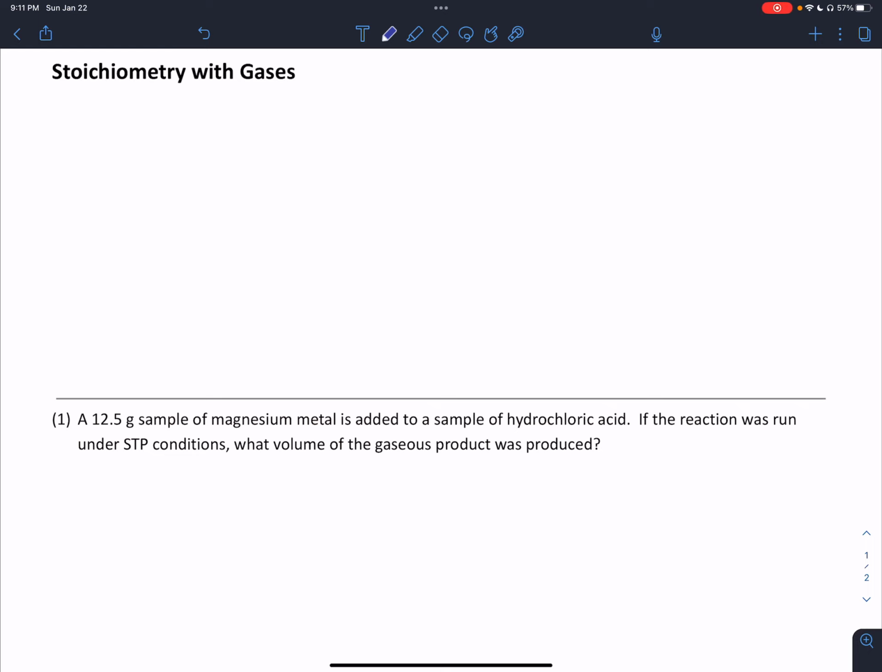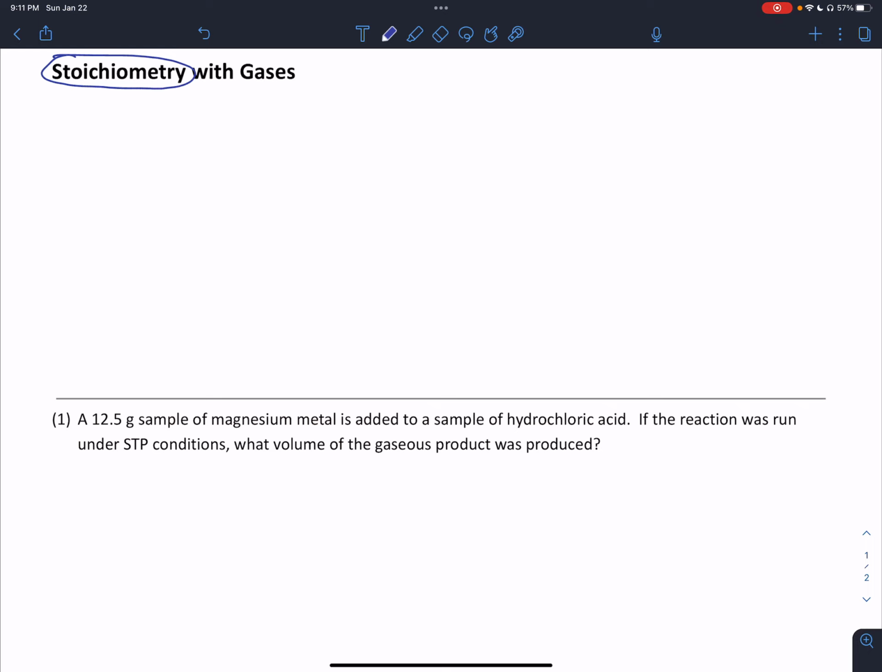This one's going to look at my favorite subject, which is stoichiometry, but we're going to look at it this time with gases involved and determining volumes of gases that are being produced or used rather than starting with grams or particles. So it adds an extra layer to what we need to be doing.